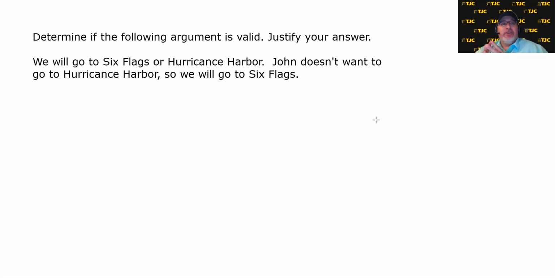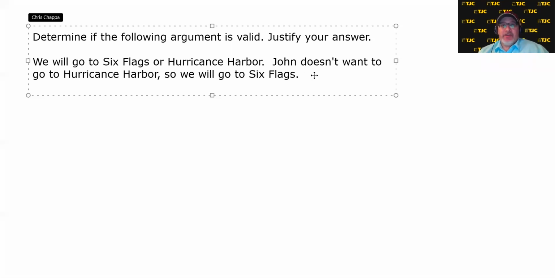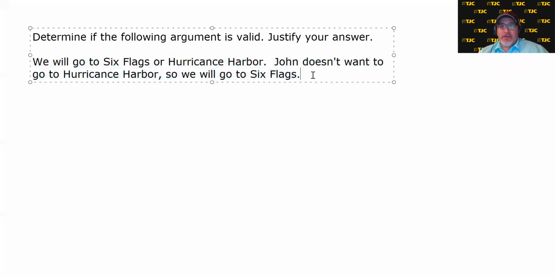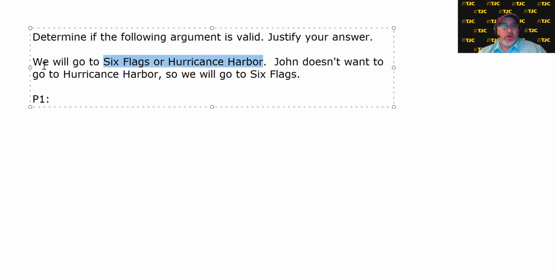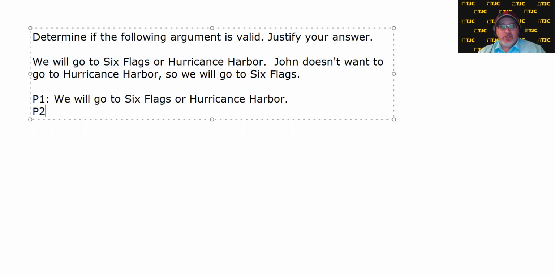All right, the argument is: we will go to Six Flags or Hurricane Harbor. John doesn't want to go to Hurricane Harbor, so we will go to Six Flags. Well, we have got a few options on how to begin this. I would like to start by writing out the premises and the conclusion. So premise 1, we will go to Six Flags or Hurricane Harbor. Premise 2, John doesn't want to go to Hurricane Harbor.